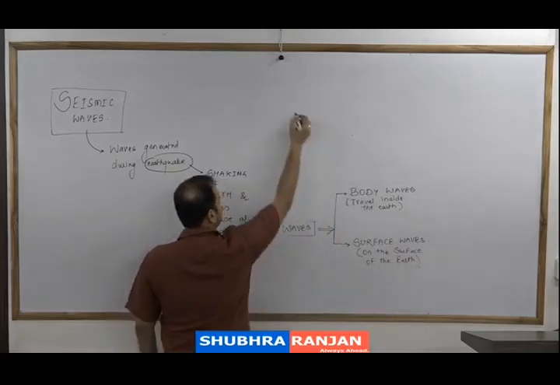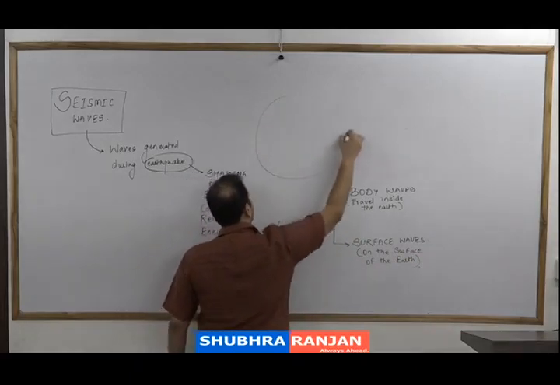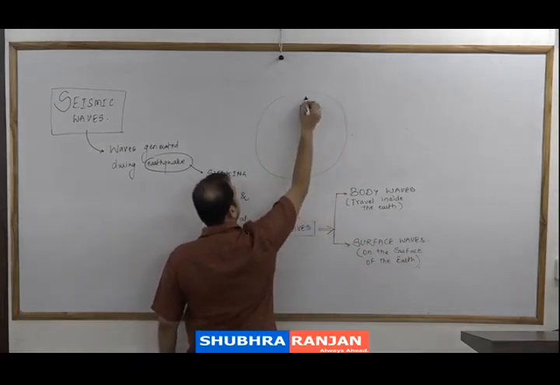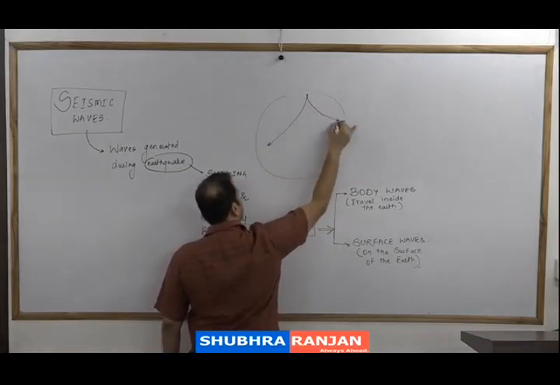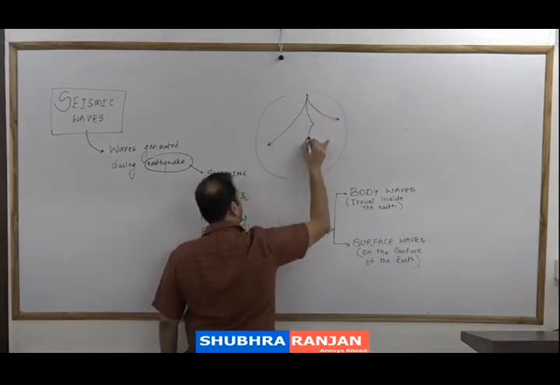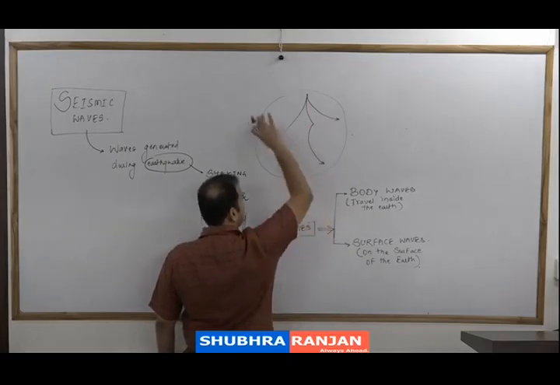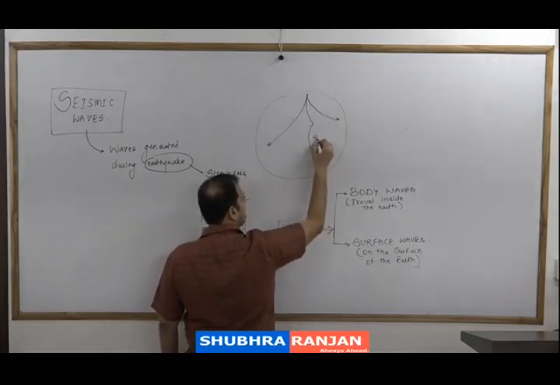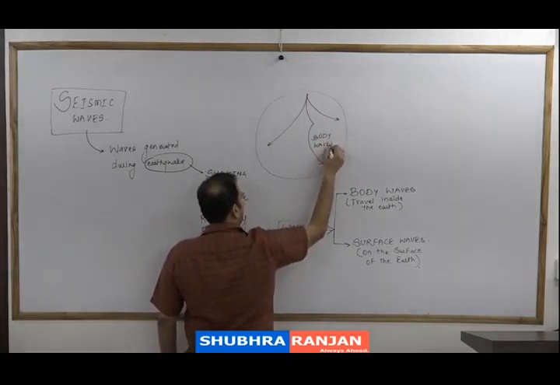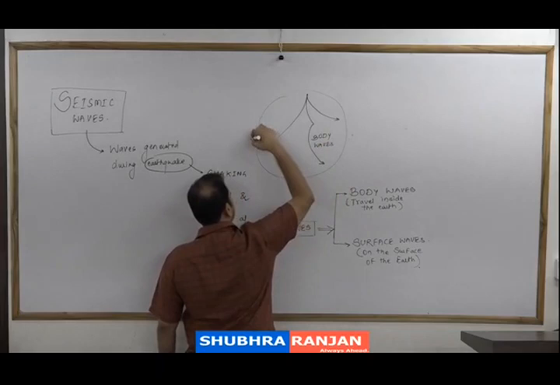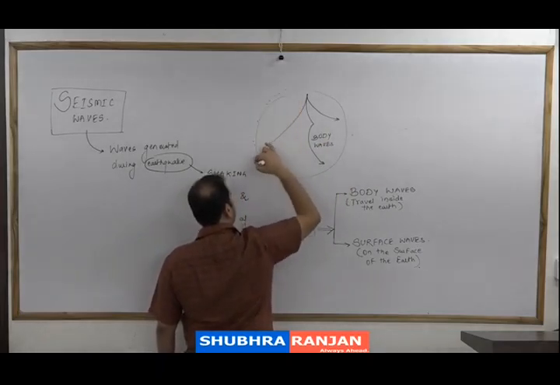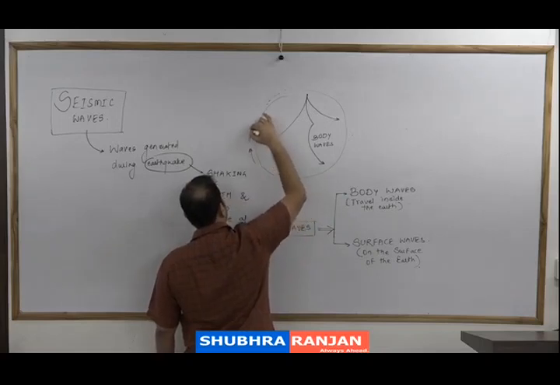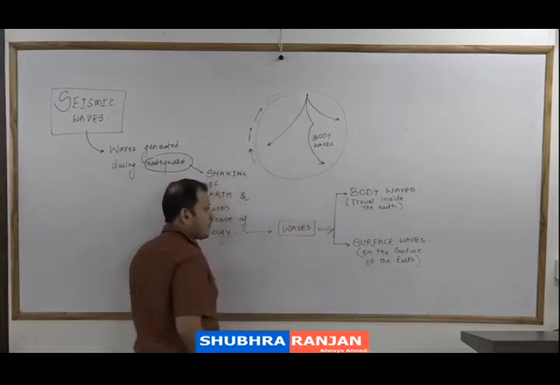So if we consider this as the earth, there are some waves which are generated inside the earth, and this is inside the earth, so we will call them body waves. And there are some waves which are generated on top of the earth. They travel on the surface where we are staying, and we will call them surface waves. So this is a diagram of surface waves.